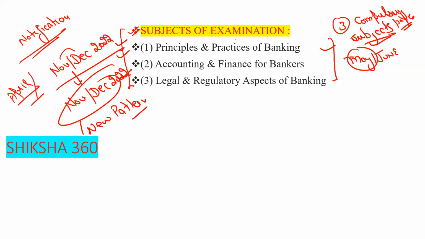So what are the 3 papers? Principles and Practices of Banking, this is paper 1. Second is Accounting and Finance for Bankers, paper 2. Third is Legal and Regulatory Aspects of Banking, that is paper 3. So these are the 3 papers presently.